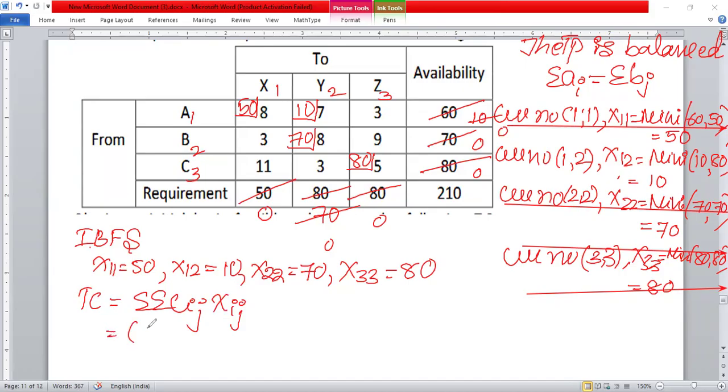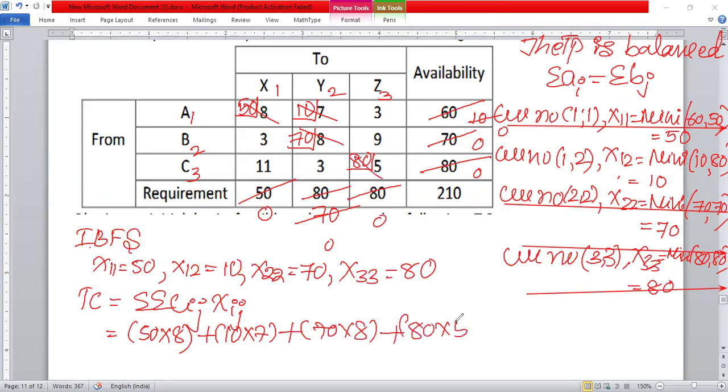Open bracket, 50 into 8, then 10 into 7 plus 70 into 8, plus 80 into 5. So what is the total transportation cost? The answer is 1,430. Yes, the answer is 1,430.